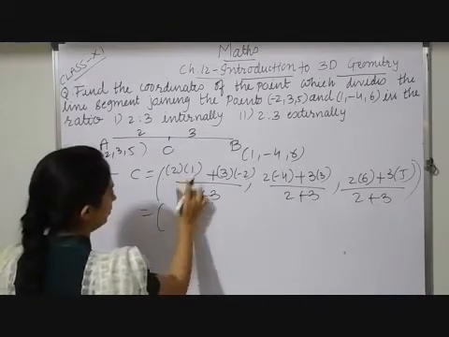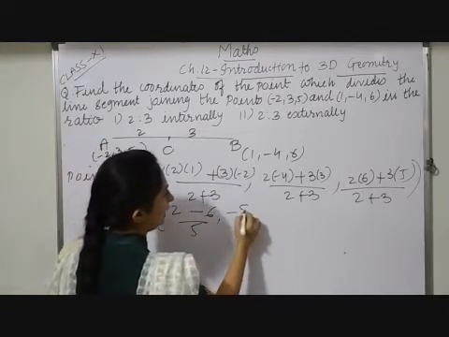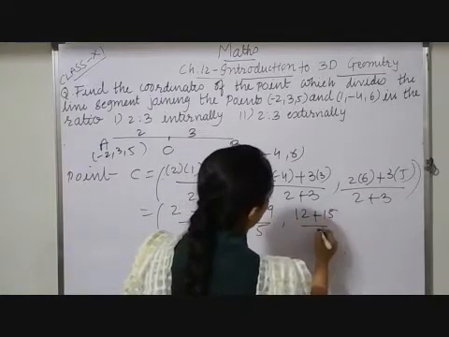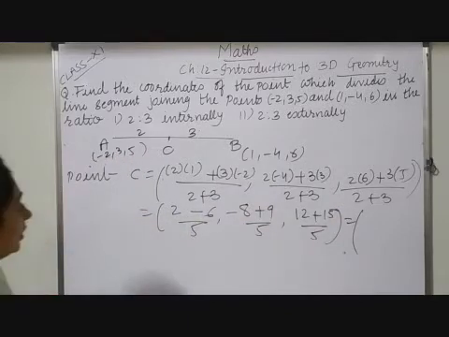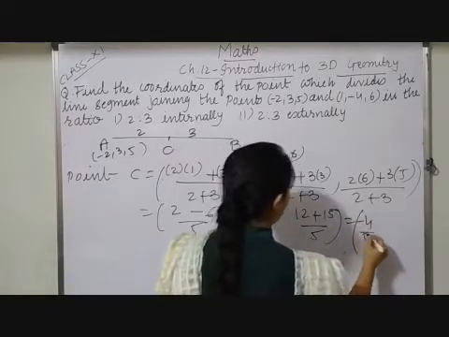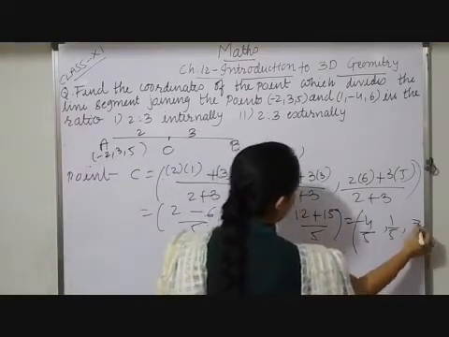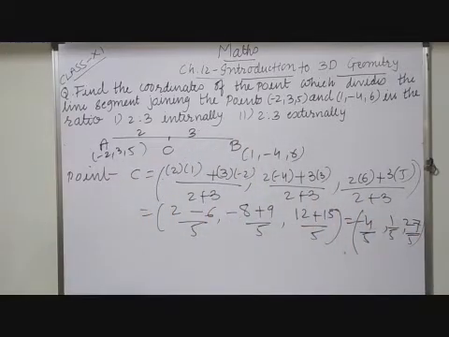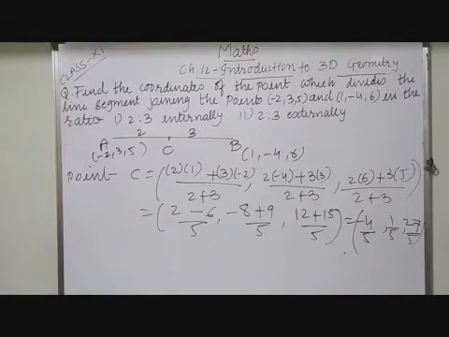So which is equal to 2 ones are 2, minus 6 upon 5. This is -8 plus 9 upon 5. 12 plus 15 upon 5. So which is equal to -4/5, comma, 1/5, and 27/5. Okay, correct. Now we have to find it for externally.